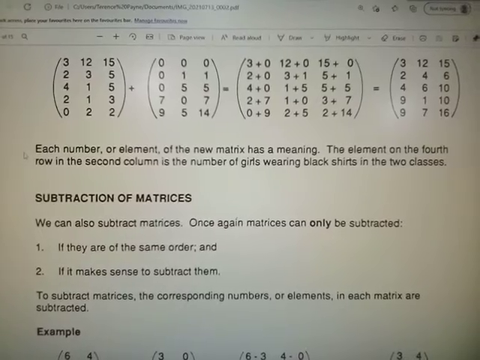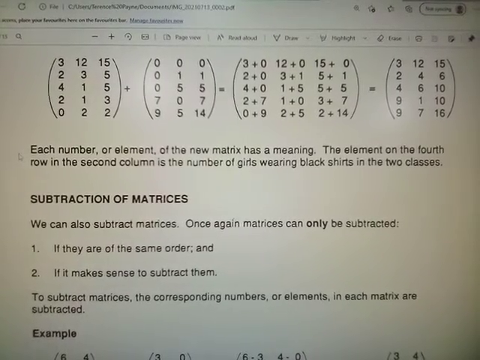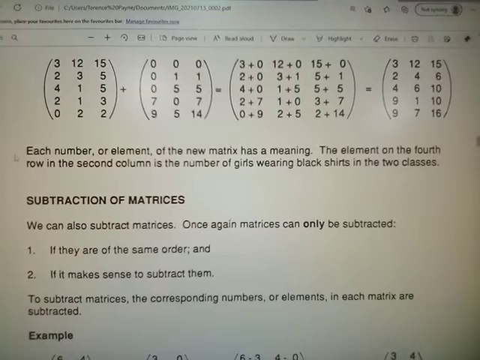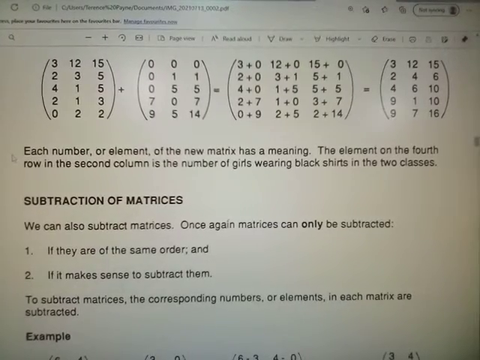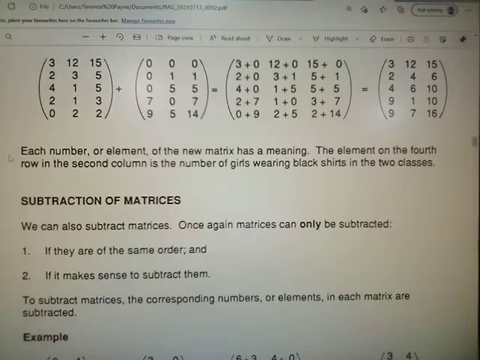Each number or element of the new matrix has a meaning. The element on the fourth row in the second column is the number of girls wearing black shirts in the two classes. Okay.